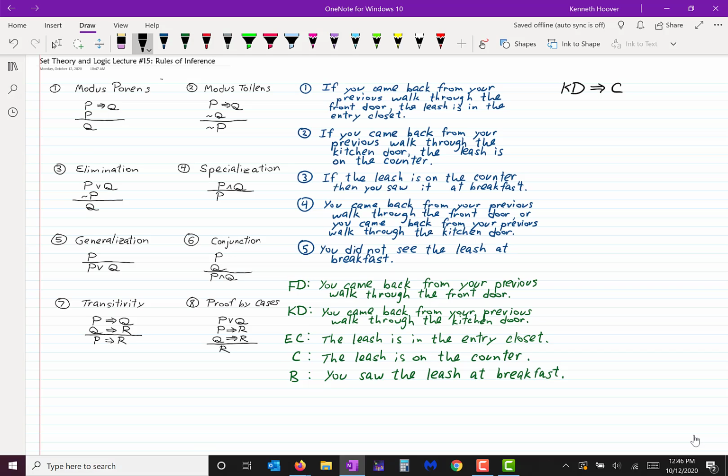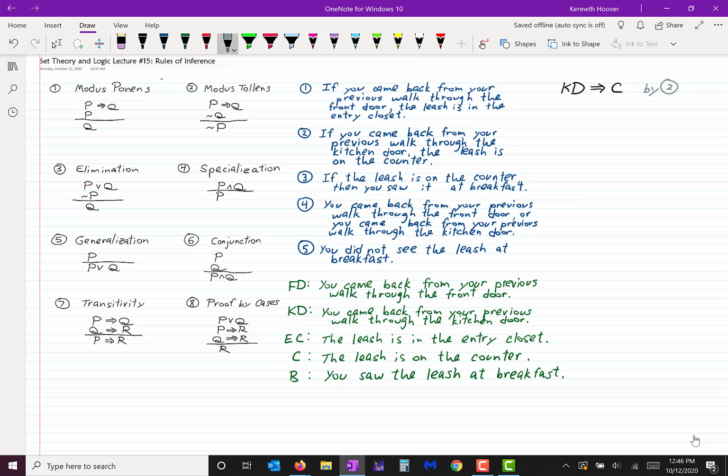In other words, if you came back from your previous walk through the kitchen door, then the leash is on the counter. How do I know that? Because it's given to me. That is one of the premises that I was given. That's premise number 2. Okay?